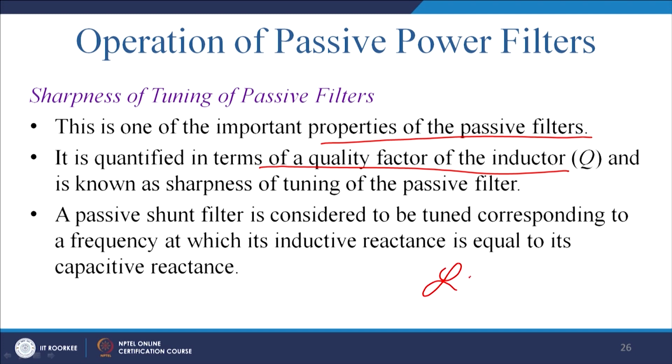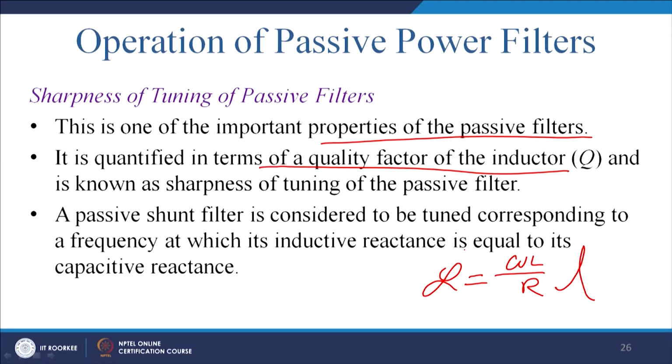As you know, Q will be essentially omega L by R, this ratio. The passive filter is considered to be tuned to the corresponding frequency, and we want some kind of notch kind of compensation. So, thus this Q is required to be quite high, corresponding to the frequency at which the inductive reactance is equal to the capacitive reactance, and also it should have a characteristic something like this.